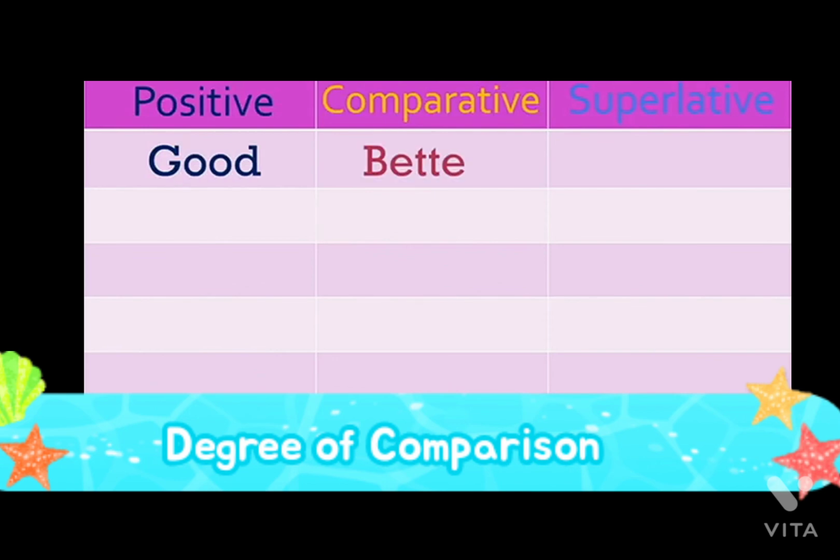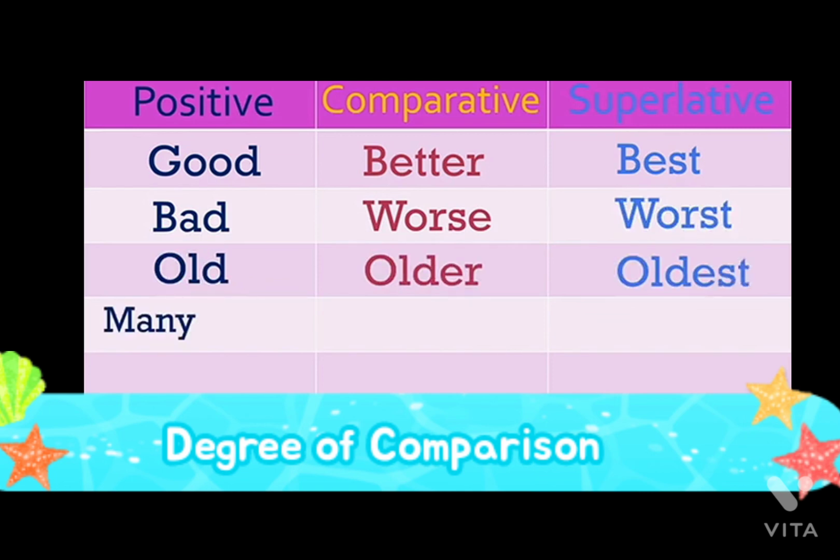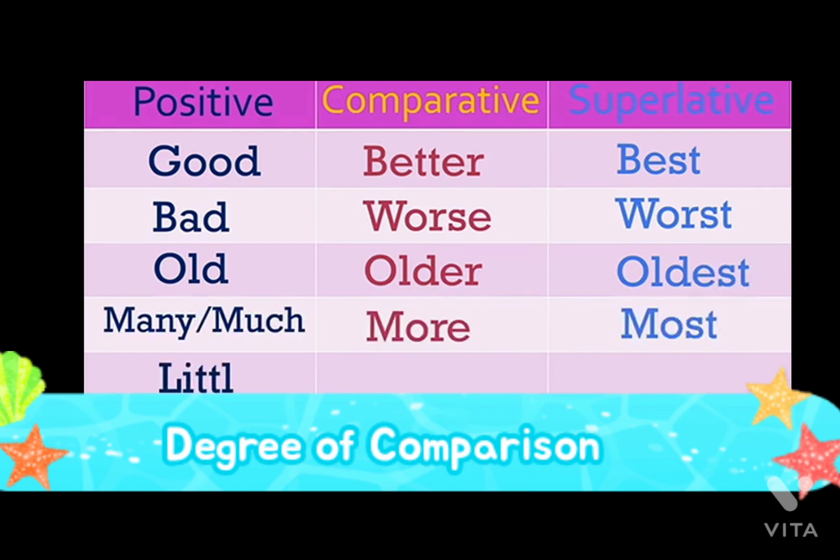Next is where the complete form changes. Good, better, best. Bad, worse, worst. Old, older, oldest. Many or much, more, most. Little, less.